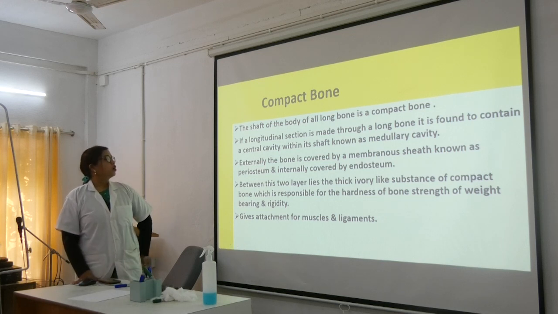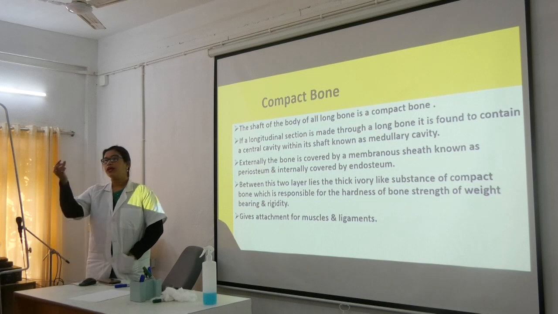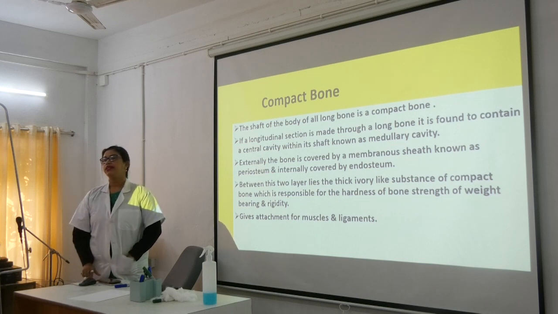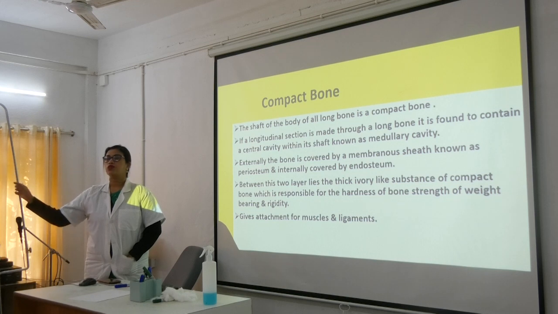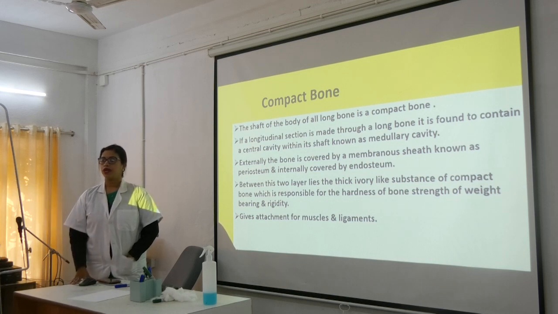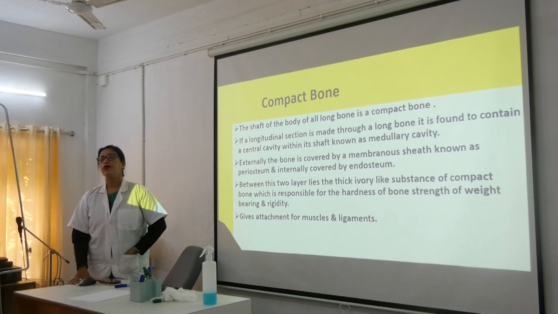Then, if a longitudinal section is made through a long bone, it is found to contain a central cavity. I told you that is known as the medullary cavity. Why is the medullary cavity there? What does it contain? Which type of bone marrow? Remember, this shaft contains both red and yellow, whereas the epiphysis has only red bone marrow.